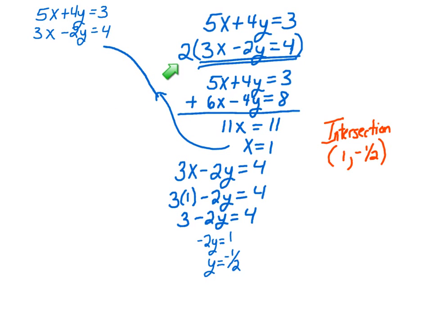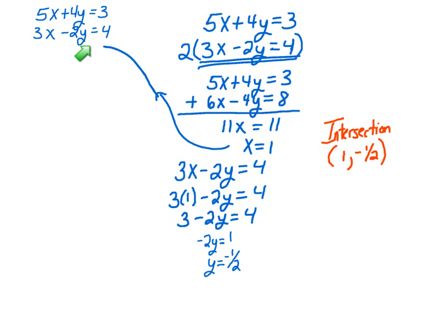As you can see, we multiplied the bottom equation by positive 2. That enables us to change the bottom equation to 6x minus 4y equals 8, thus giving us a positive 4y and a negative 4y, such that when we add, we get 0. 5x plus 6x is 11x, 3 plus 8 is 11. Divide by 11 and we get x equals 1.